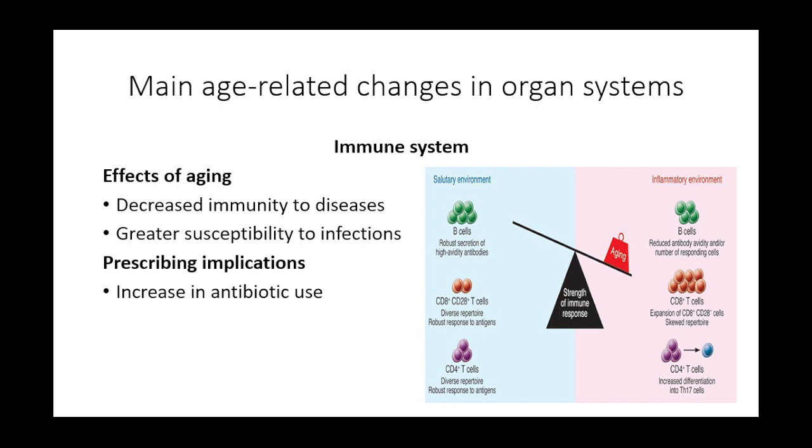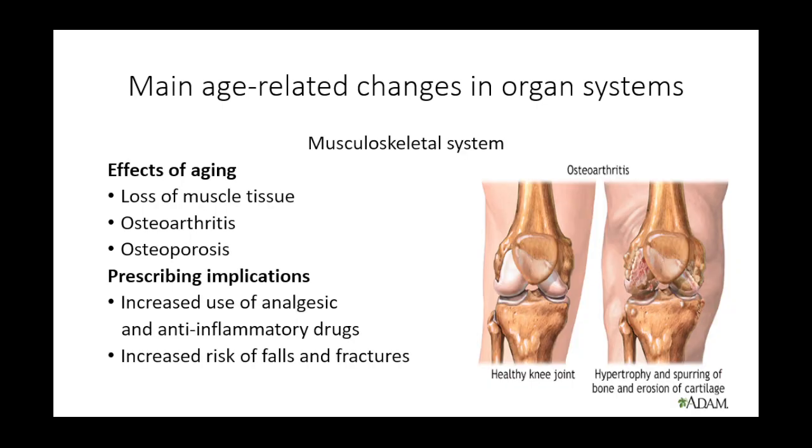Musculoskeletal system. Effects of aging: loss of muscle tissue, osteoarthritis, osteoporosis. Prescribing implications: increased use of analgesic and anti-inflammatory drugs, increased risk of falls and fractures.